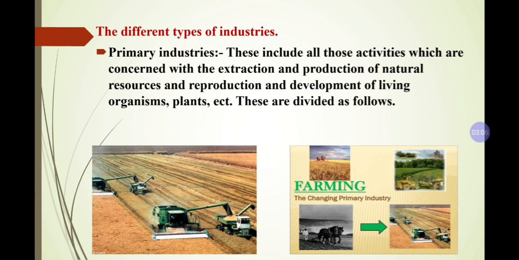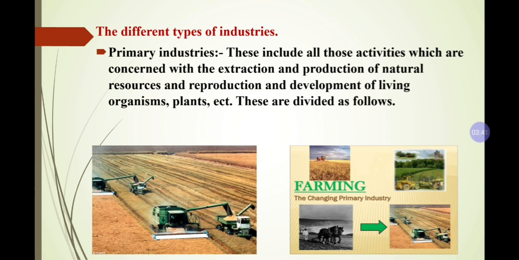Next, we have types of industry. First one is primary industry, secondary industry, tertiary industry. First, we will see primary industry. What is primary industry? Primary industries are those activities which are concerned with the extraction and production of natural resources and reproduction and development of living organisms, plants, etc. They are divided as follows.